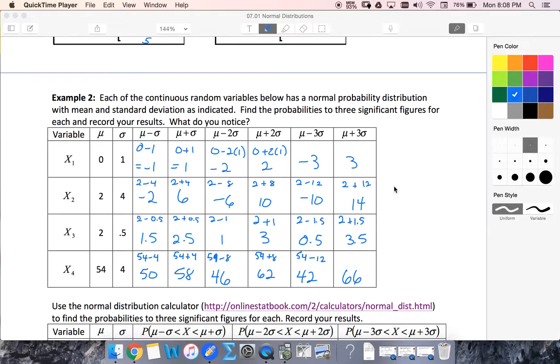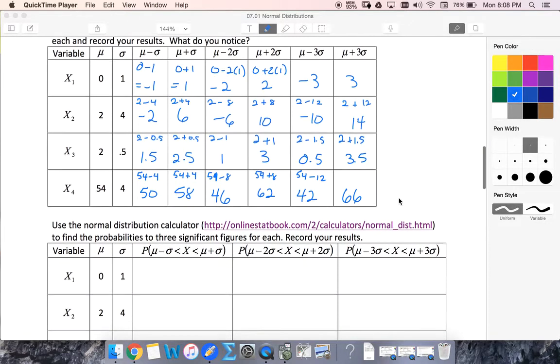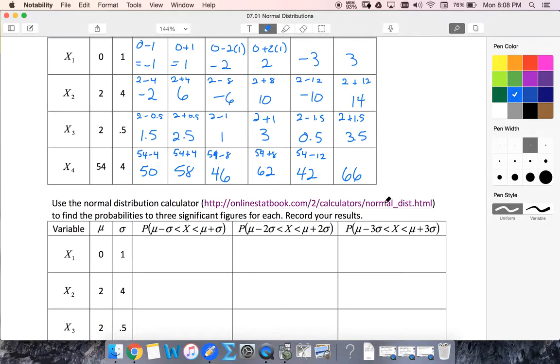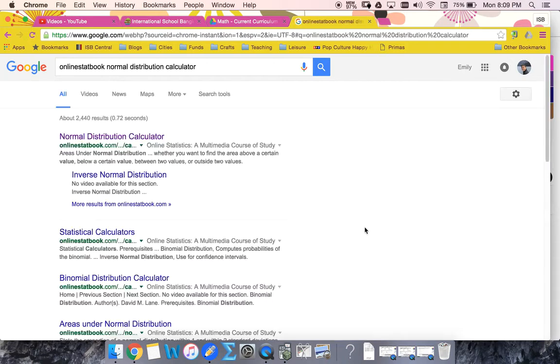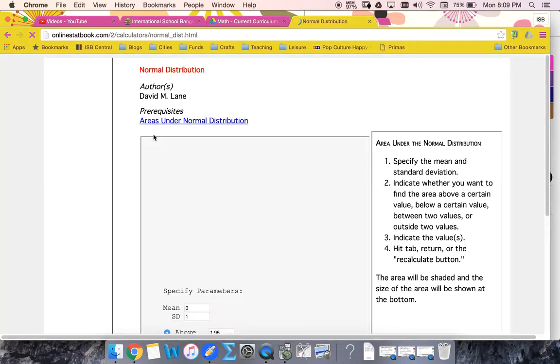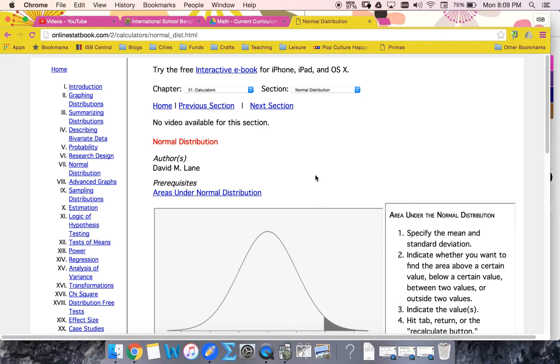Okay, so your table should match mine. So now let's do these calculations. So I'm going to open this up. Oh, except that that's not clickable. All right, well, I am going to open that up. Stat book, and we want normal distribution calculator. Okay. So here's our calculator.